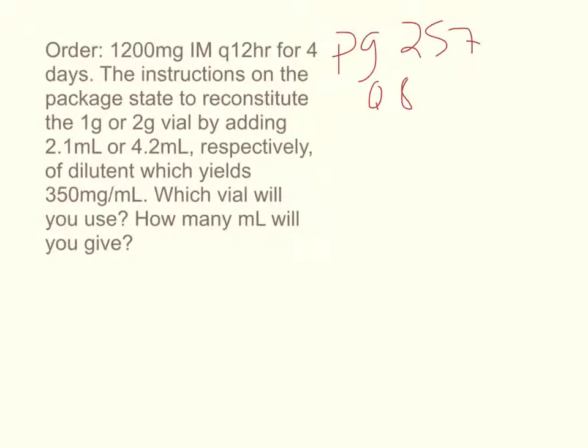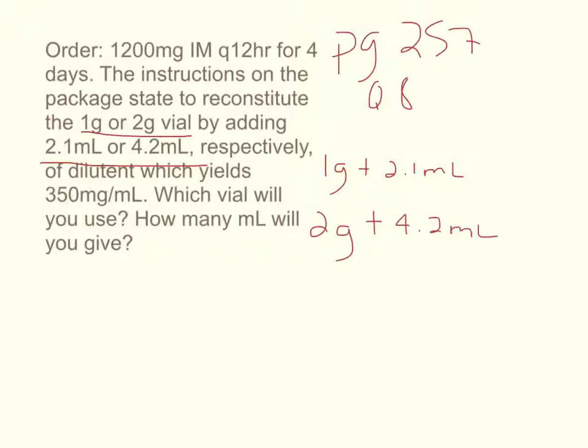So the order reads 1,200 milligrams intramuscularly every 12 hours for 4 days. The instructions on the package state to reconstitute the drug, either the 1 gram or 2 gram vial, by adding 2.1 milliliters or 4.2 milliliters respectively. So essentially that is telling us that you have two vials that you can choose from, that are the same drug, they just come in either 1 gram or 2 grams. For the 1 gram you would add 2.1 milliliters of your diluent. For the 2 grams, you're going to add 4.2 milliliters.